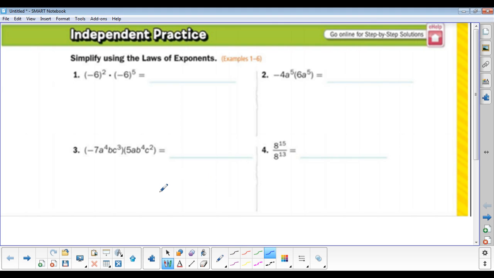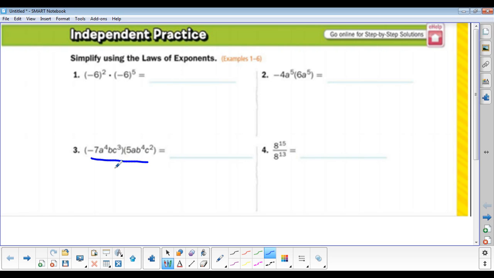Okay, so you asked about number 3. Usually what I do is I organize my work based on the numbers and the bases. Keep in mind, this entire problem is all multiplication. When a number is next to a variable, it means it's being multiplied. When parentheses are next to each other, they're being multiplied. We don't have to do the distributive property or anything like that.